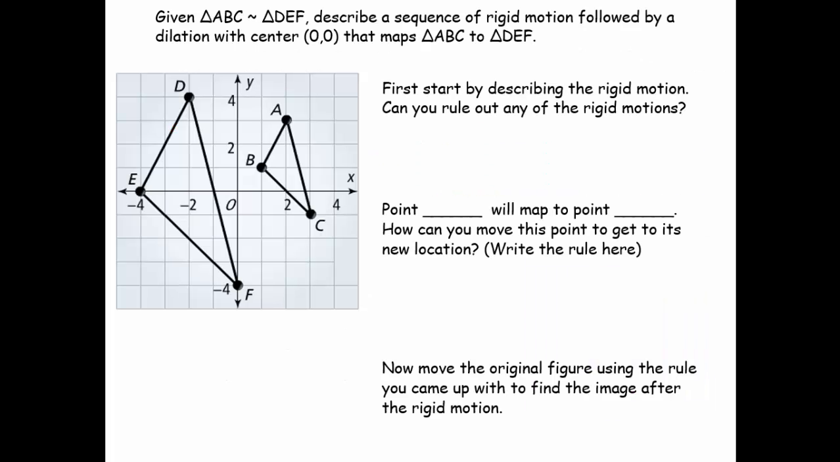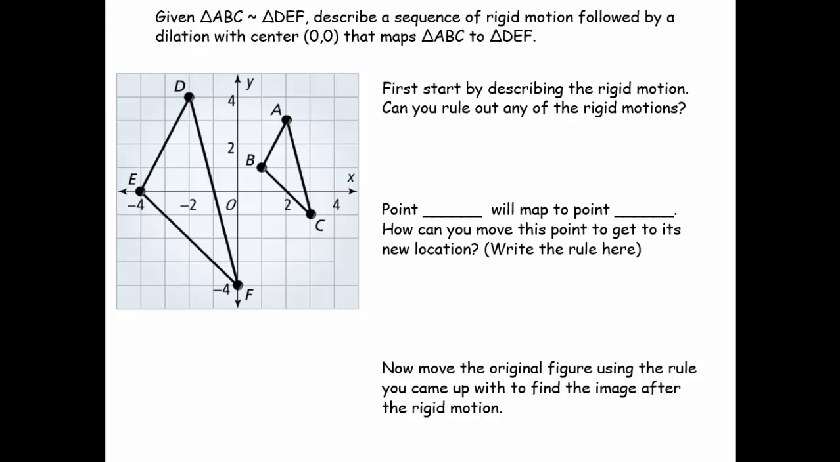It says, given triangle ABC is similar to triangle DEF, you're going to describe a sequence of rigid motion followed by a dilation with center 0, 0 that maps triangle ABC to triangle DEF. Whoa, that is a mouthful to say, and I'm imagining that you're not understanding everything. So let's go ahead and annotate that text.